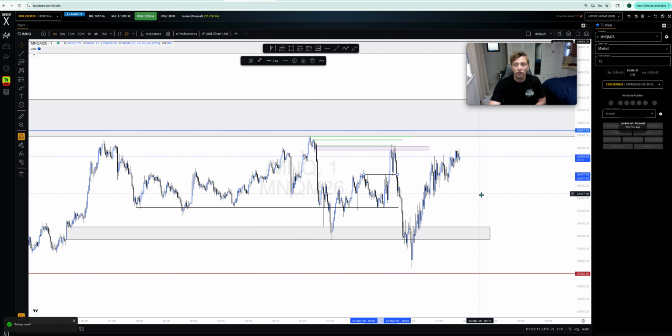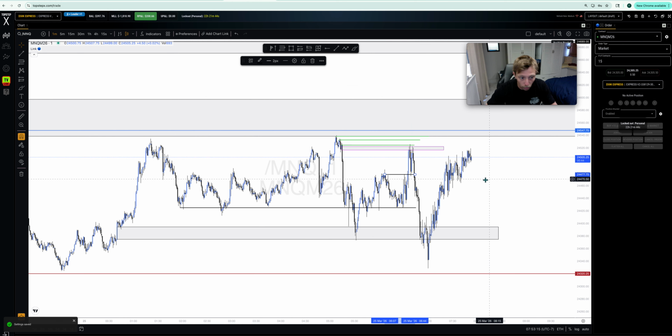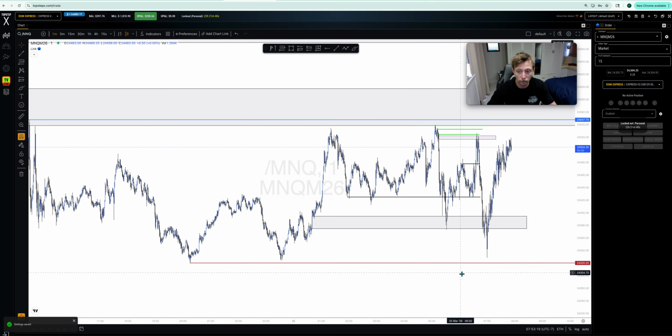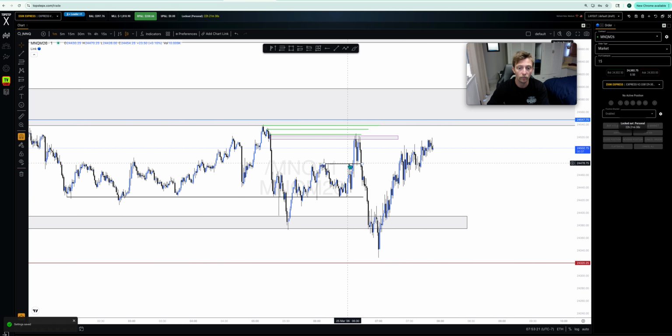The trade I did get stopped out on was a continuation short right here. I was going short to target Asia lows, and that was right here. I was going short, and I got stopped out on the way back up.